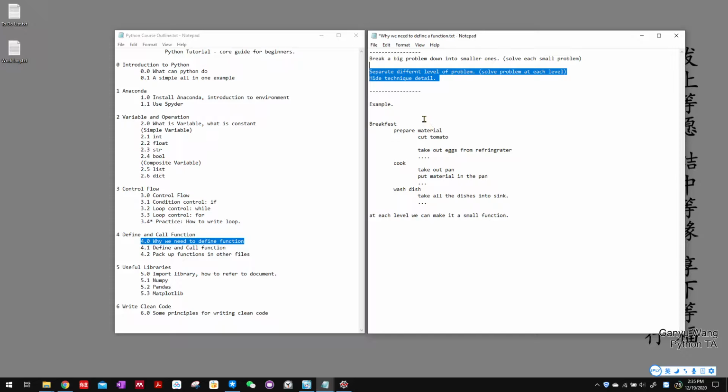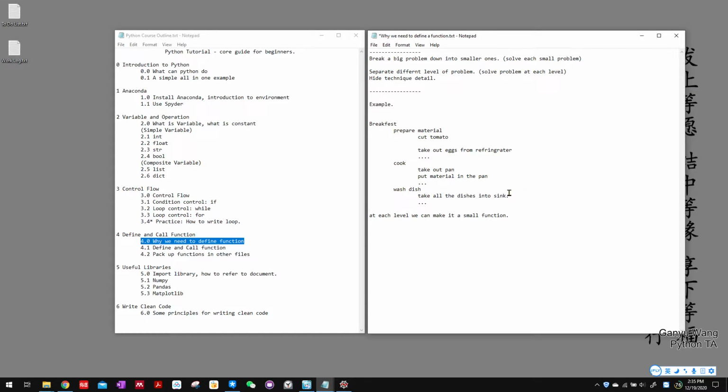So let's take a small example in our ordinary daily life. To make a breakfast, there are like 3 big steps. The first step is prepare materials, the second step is cook, and the third step is wash dishes. For preparing materials, I can separate this big step into several small steps: cut tomato, take out eggs from the refrigerator, and so on. And for cook, there are some other small steps, and the same for wash dishes.